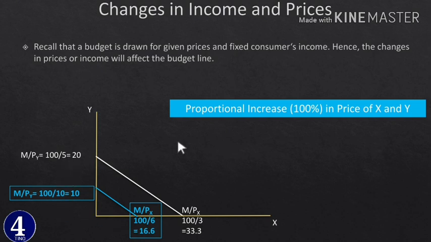When both prices increase by 100%, what happened? 100 divided by 5 becomes 100 divided by 10, which equals 10, less than 20. And similarly here.